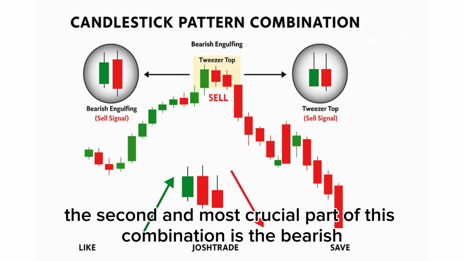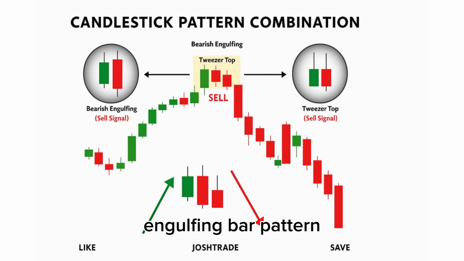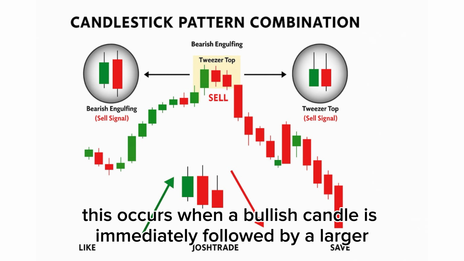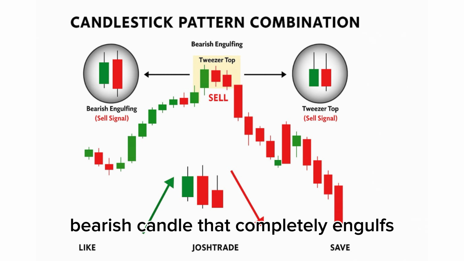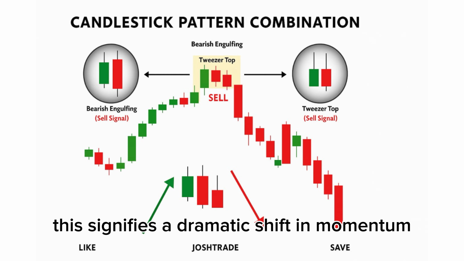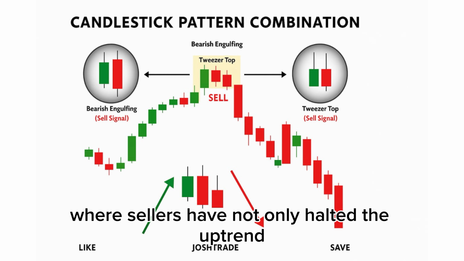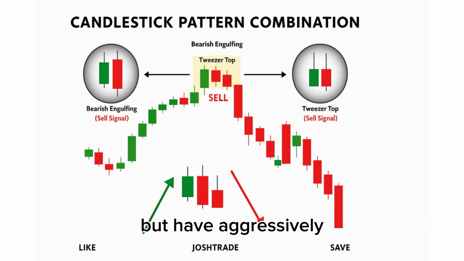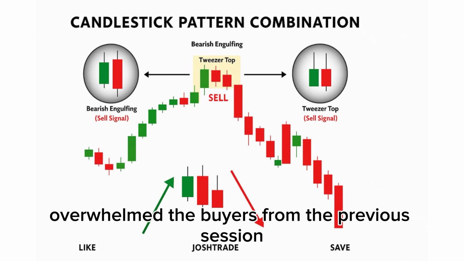The second and most crucial part of this combination is the bearish engulfing bar pattern. This occurs when a bullish candle is immediately followed by a larger bearish candle that completely engulfs or wraps around the body of the previous day's candle. This signifies a dramatic shift in momentum, where sellers have not only halted the uptrend, but have aggressively overwhelmed the buyers from the previous session.